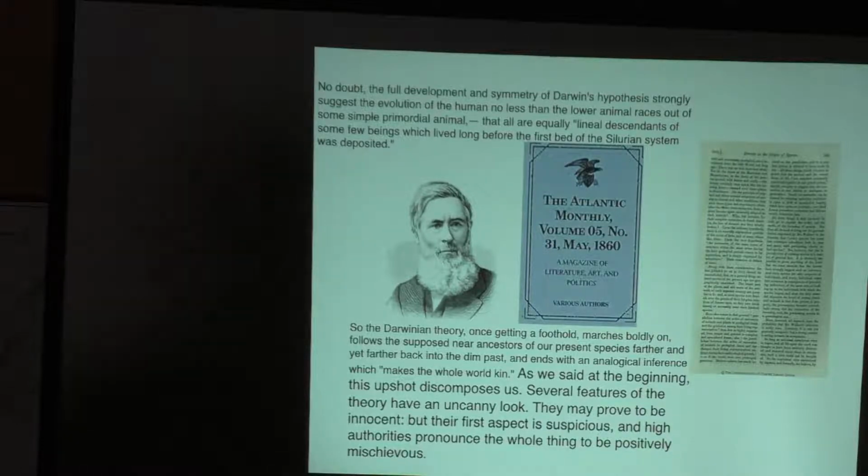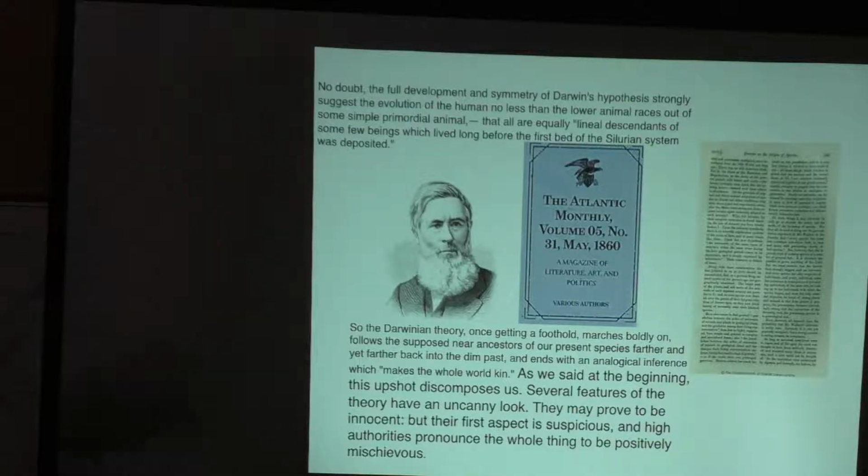"No doubt the full development and symmetry of Darwin's hypothesis strongly suggests the evolution of the human, no less than the lower animal races, out of some simple primordial animal, that all are equal lineal descendants of some few beings which lived long before the first bed of the Silurian. Silurian system, what was deposited."